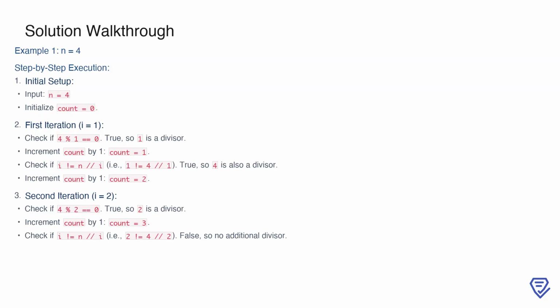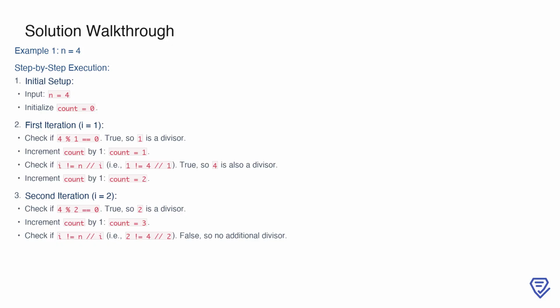Let's start with example 1, where n is equal to 4. First, we initialize our count variable to 0, which will help us track the number of divisors we find. Now, in the first iteration of our loop, i is set to 1. We check if 4 is divisible by 1, and since it is, we increment our count by 1, making the count equal to 1. Next, we verify if 1 is not equal to 4 divided by 1, and this condition is true because 1 is not equal to 4. This means that 4 is also a divisor, so we increment the count again, making it 2.